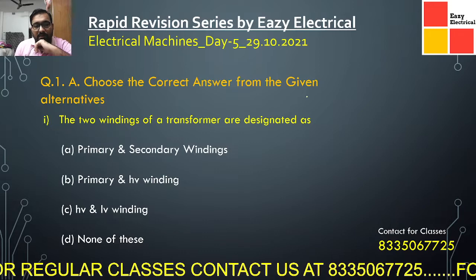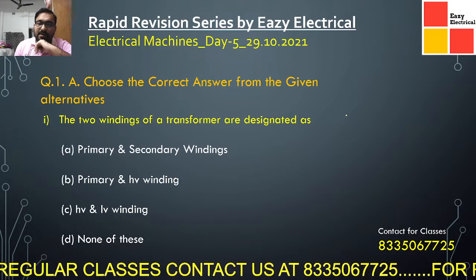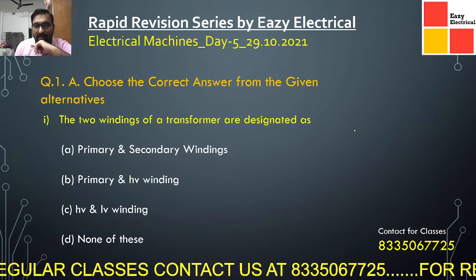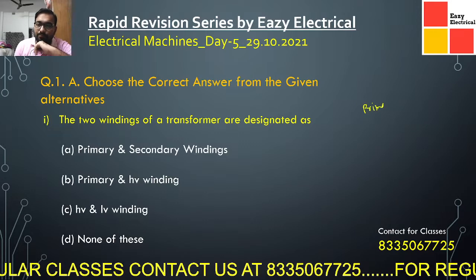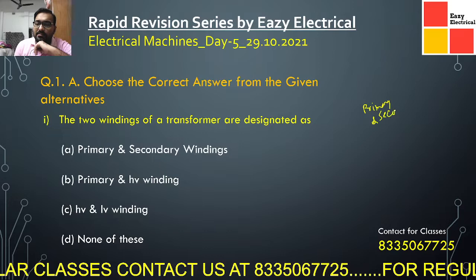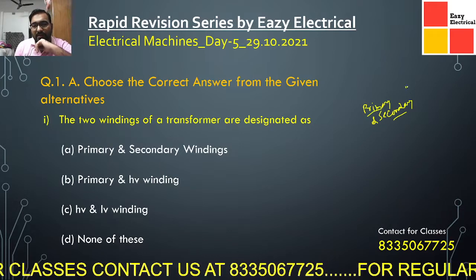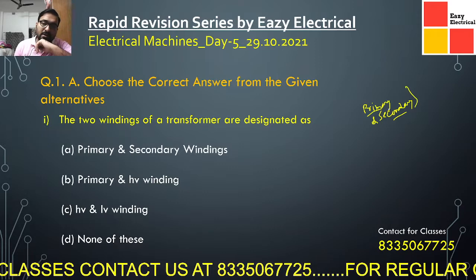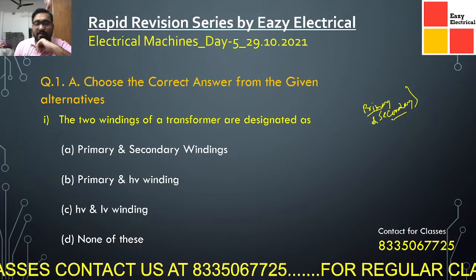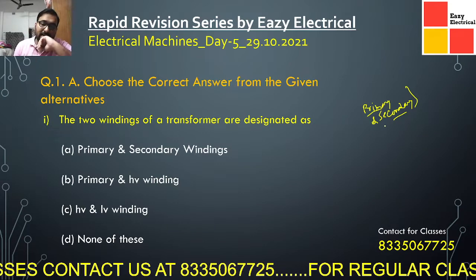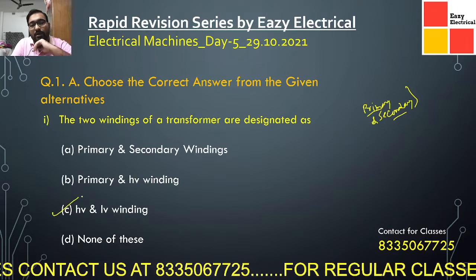So the first question here is, the two windings of a transformer are designated as. Basically, in our starting phase, we termed them primary and secondary. But this term is now irrelevant. Why? Because by primary and secondary we cannot differentiate between the sending end and the receiving end. So in that place we are now using HV and LV as the terms, HV winding or LV winding.